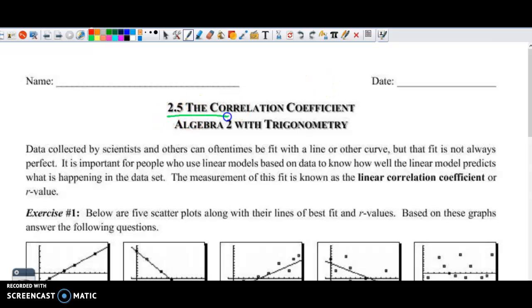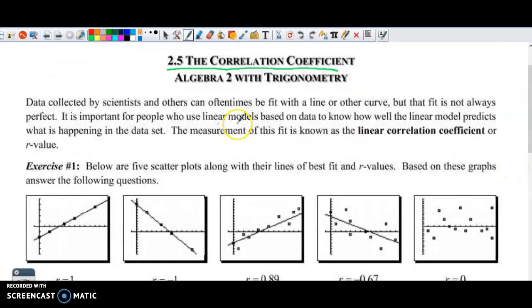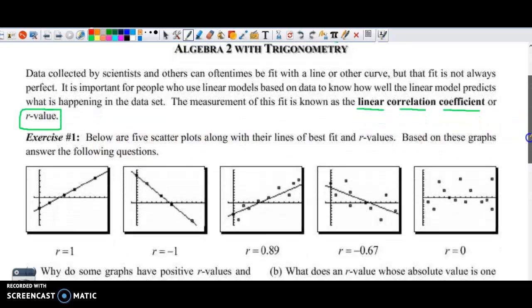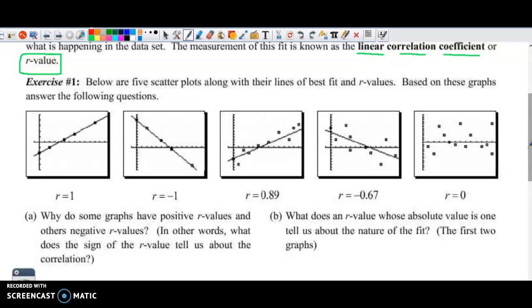As we start section 5 with the correlation coefficient, I'm going to talk a little bit about data, scatter plots, and be able to come up with the linear correlation coefficient. That is also referred to as the R value. So get used to that, the correlation coefficient being the R value. And we can examine a little closer what it means to have an R value.